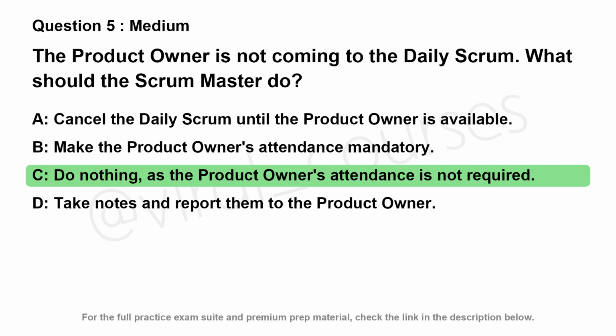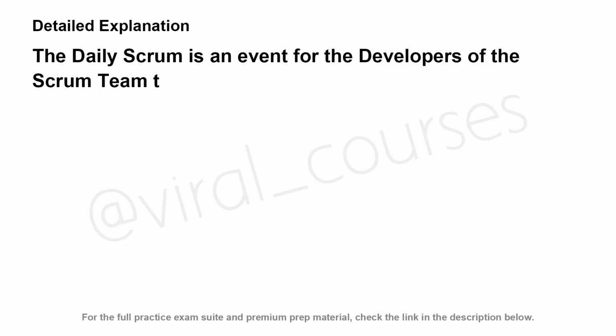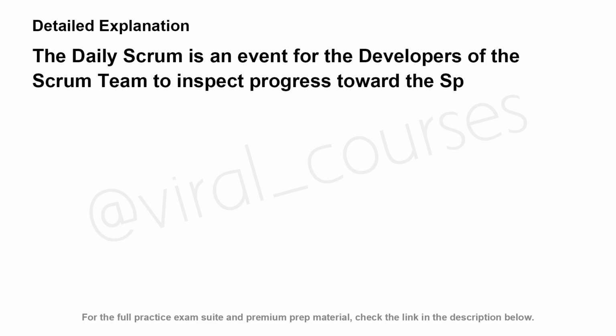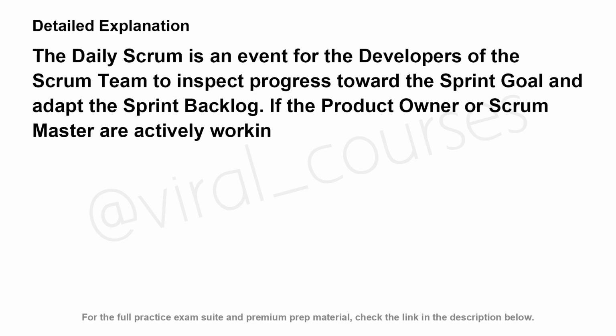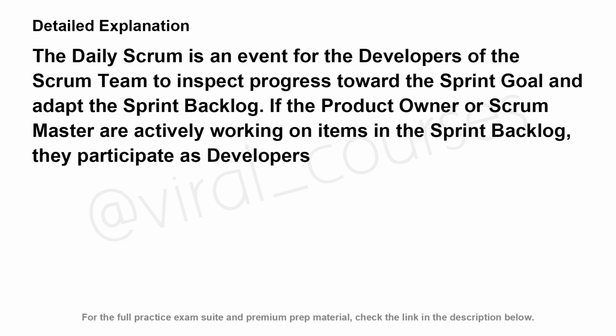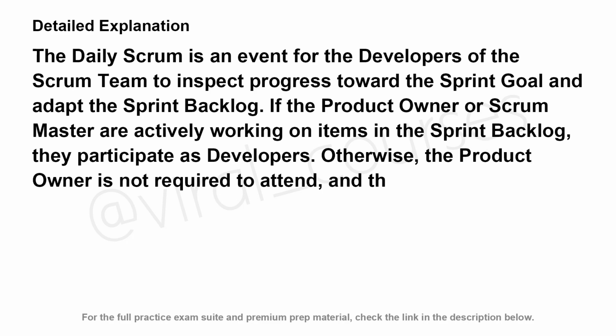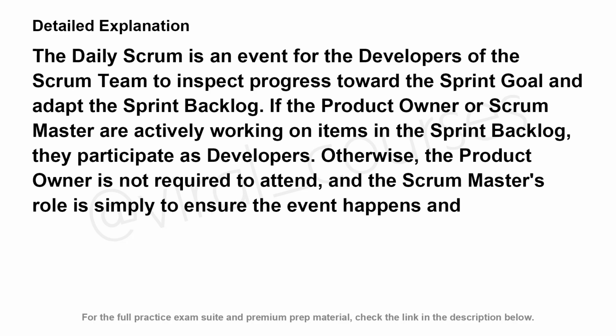The correct answer is C. The daily Scrum is an event for the developers of the Scrum team to inspect progress toward the sprint goal and adapt the sprint backlog. If the product owner or Scrum Master are actively working on items in the sprint backlog, they participate as developers. Otherwise, the product owner is not required to attend, and the Scrum Master's role is simply to ensure the event happens and stays within the time box.